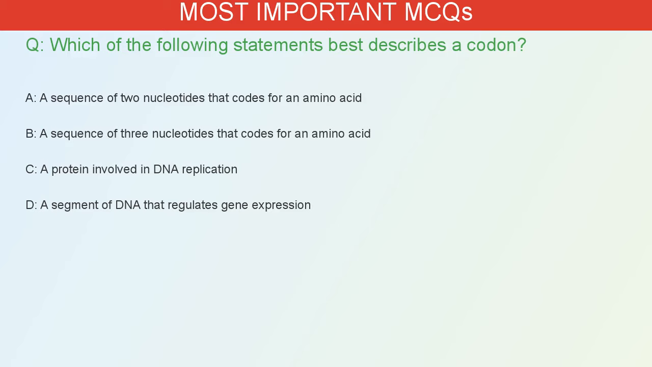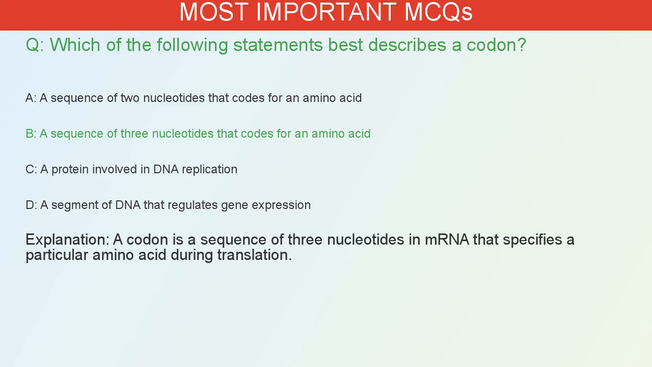Which of the following statements best describes a codon? A. A sequence of two nucleotides that codes for an amino acid. B. A sequence of three nucleotides that codes for an amino acid. C. A protein involved in DNA replication. D. A segment of DNA that regulates gene expression. The correct answer is B. A codon is a sequence of three nucleotides in mRNA that specifies a particular amino acid during translation.